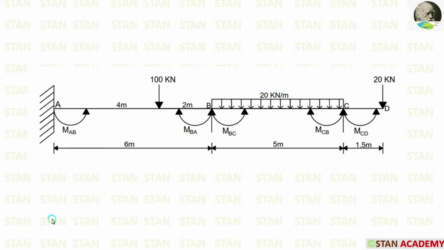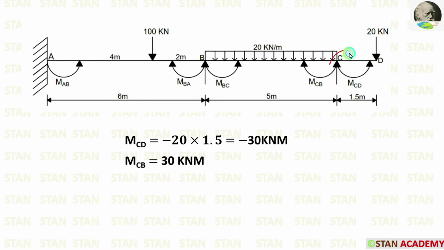In this beam, totally we have to find 5 moments. In the point A, we are having a fixed support. So we will have a moment MAB. In the joint B, we are having two moments MBA and MBC. Also in the joint C, we are having two moments MCB and MCD.